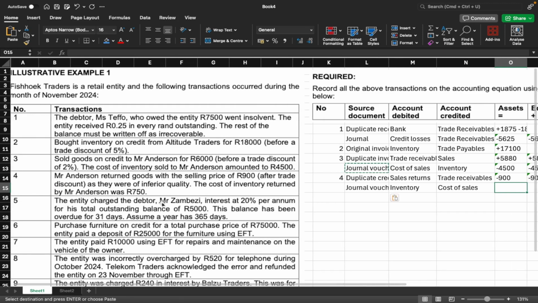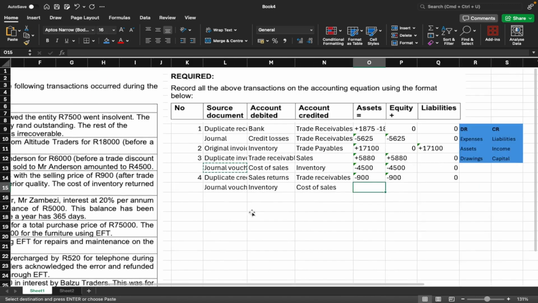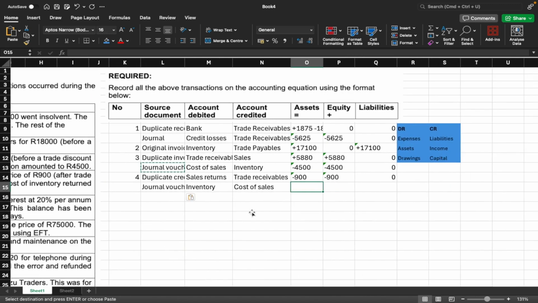Well, we are also given here the amount. The cost of inventory returned by Mr. Anderson was 750 rand. So we're going to put positive 750 rand under asset, because our inventory is coming back up, because the inventory is coming into our premises, the client returned it to us. And the cost of sale, since we are reversing the expense, we're going to put it as a positive under equity, okay? And then we're going to put 0 under liabilities. I hope you're making sense of why we're using the signs that we're using for each of these transactions.